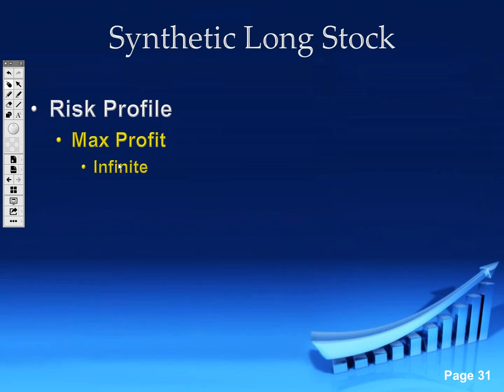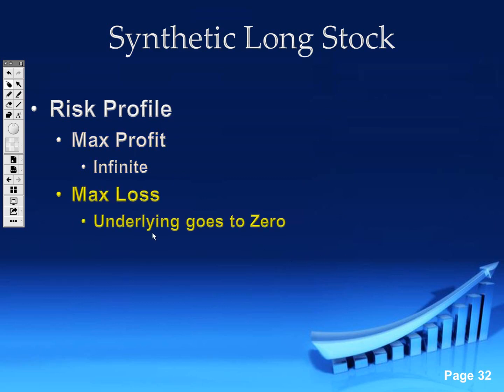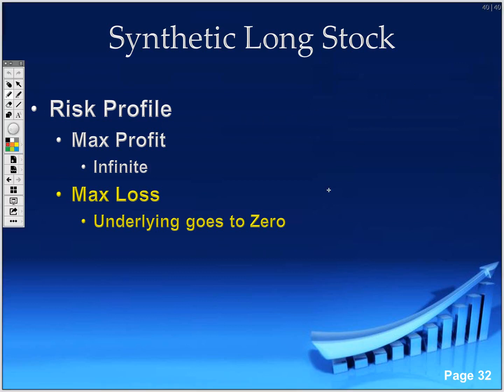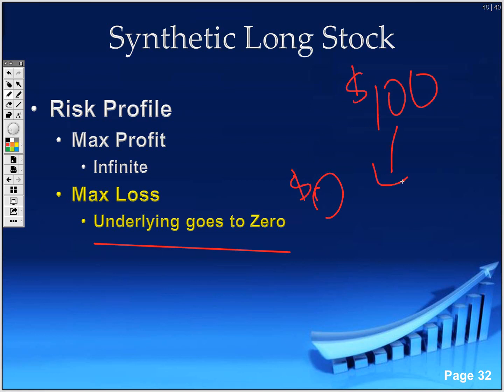Now remember, our profit is infinite, just like with a stock. A stock can go to $1 million and beyond. It's not going to happen in our lifetime, but just know the profit potential, just like a stock, is infinite. Our max loss: normally we talk about if you pay a debit, you know what your risk is and you know what your reward is. With this one, our risk is the underlying goes to zero.